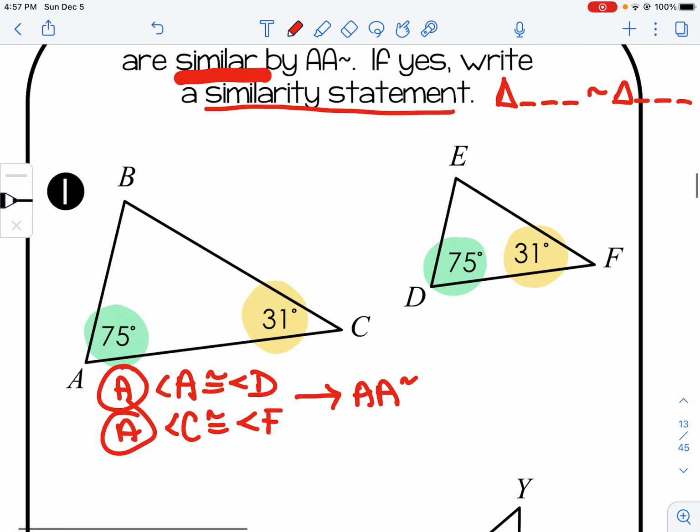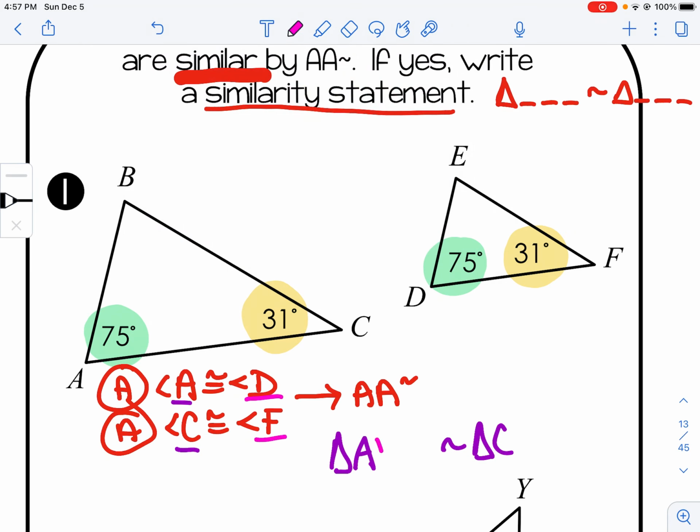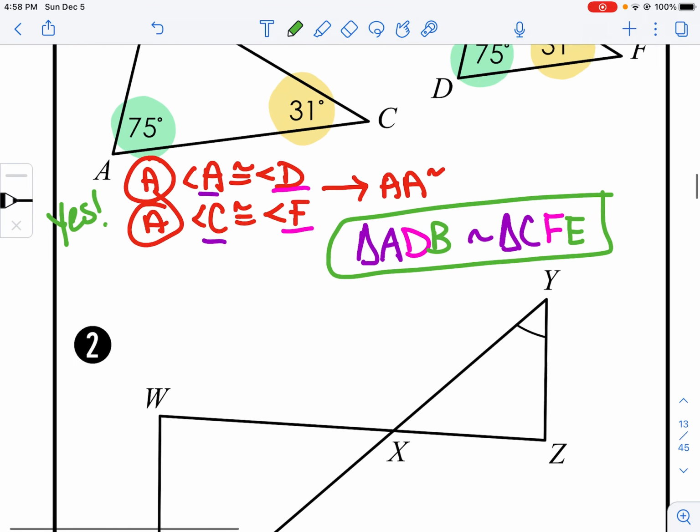So all I have to do now, just pick a different color, is say triangle, and I'm going to match these. A is similar to triangle C. Everyone see where I got that from? D and F come next. And then those triangles are similar. So, oh, hold on, I think I need to say yes. So make sure you copy that down if you need to pause the video.